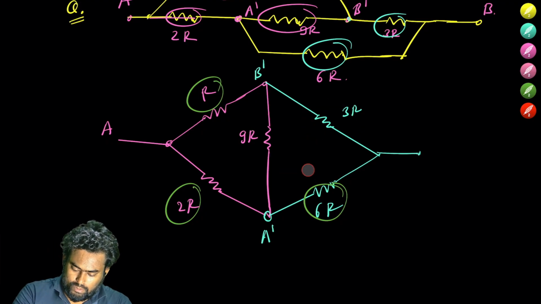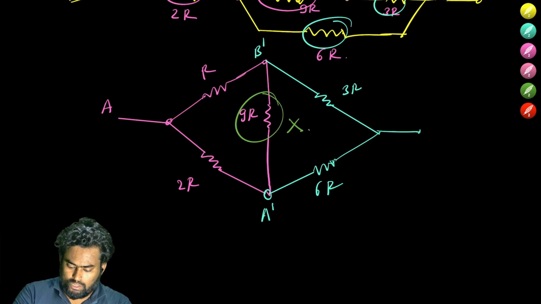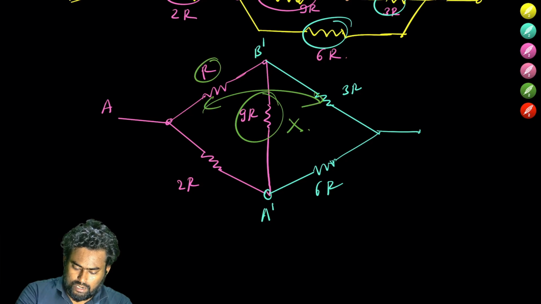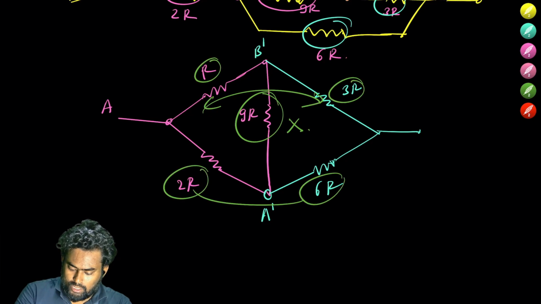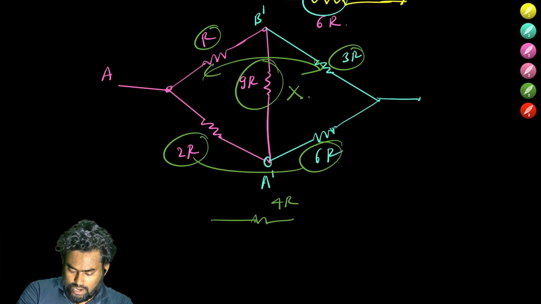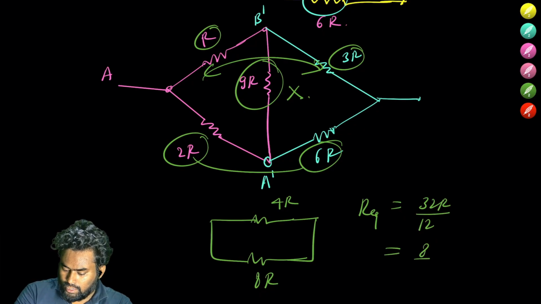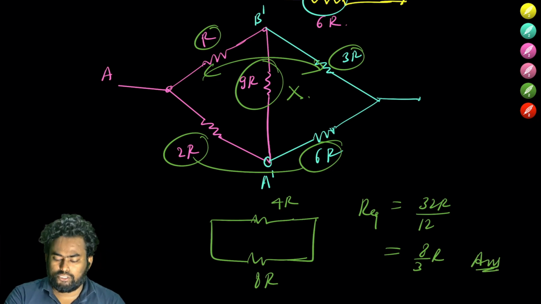So in a balanced Wheatstone bridge, what happens? The middle one is discarded. Remove it from the circuit. So the upper branch will have how much? 3R and R, 4R. The lower branch we have how much? 8R. So the upper branch will have 4R, the lower branch will have 8R. So R equivalent will become how much? Product by sum, 32R by 12, that is 8R by 3. And this will be our answer to this question.